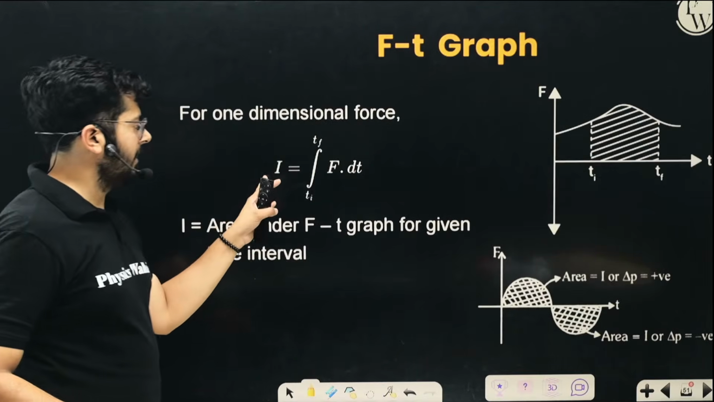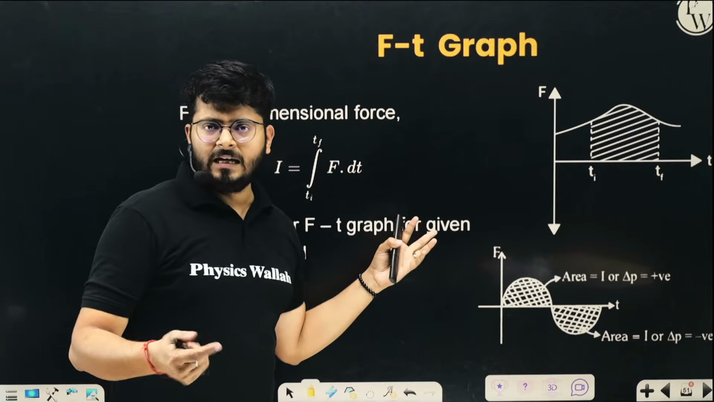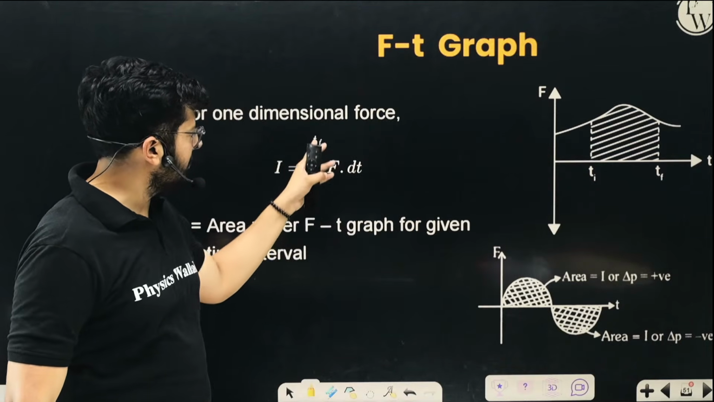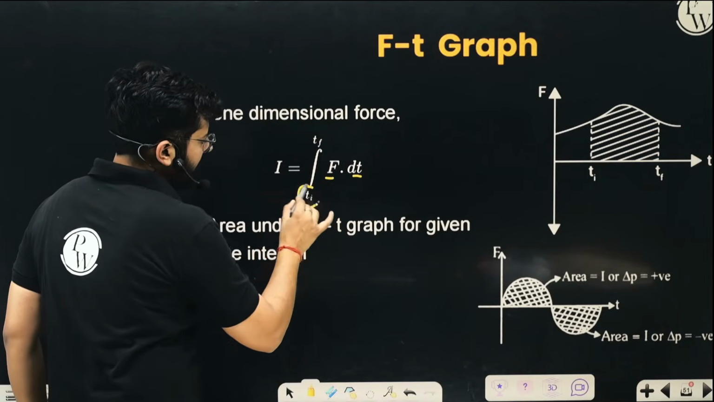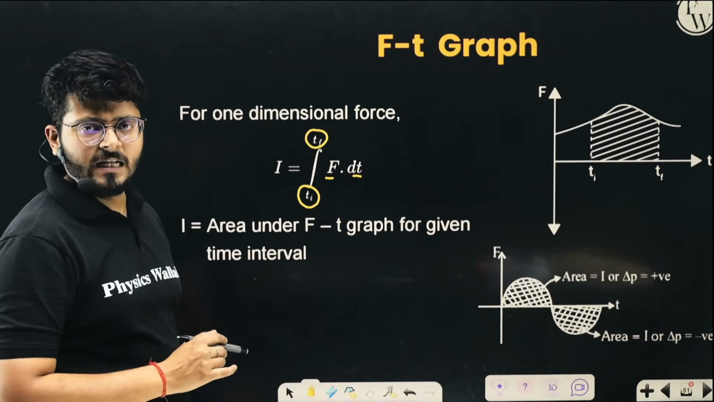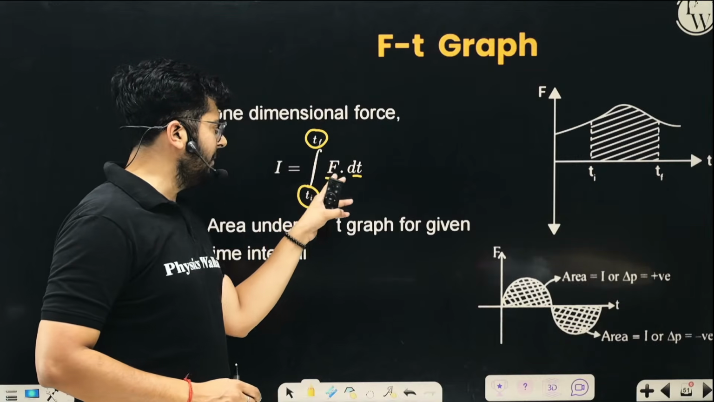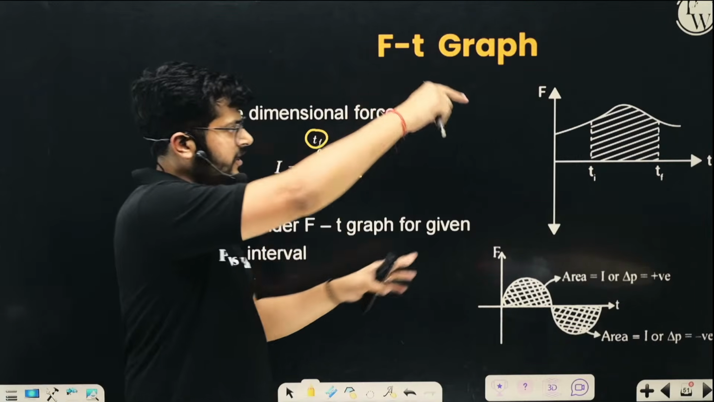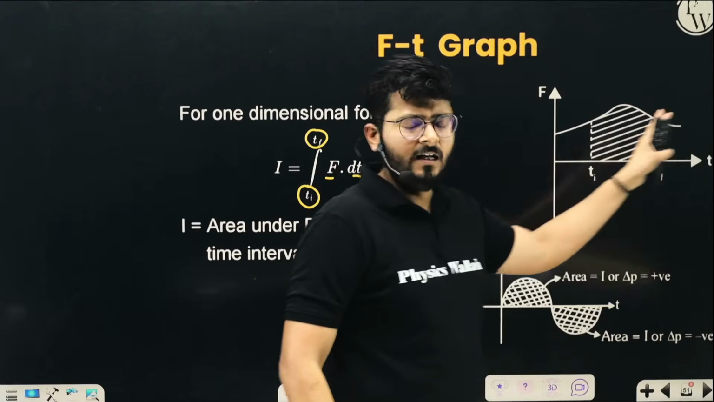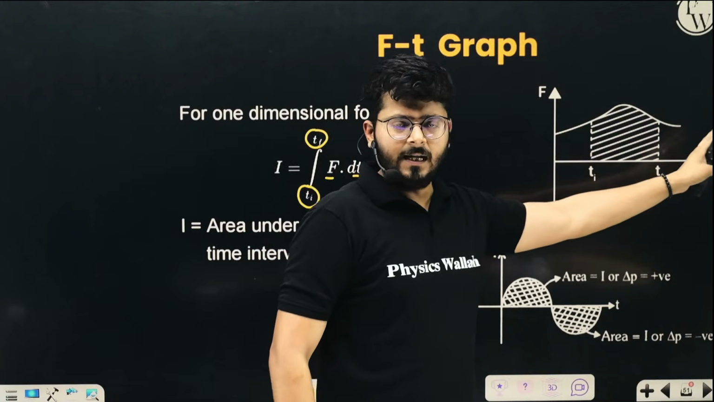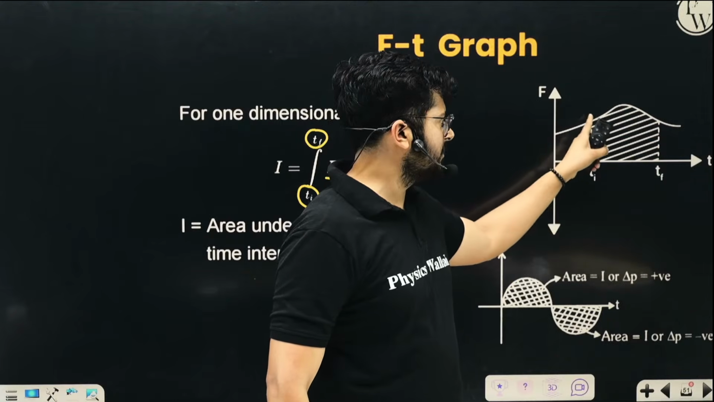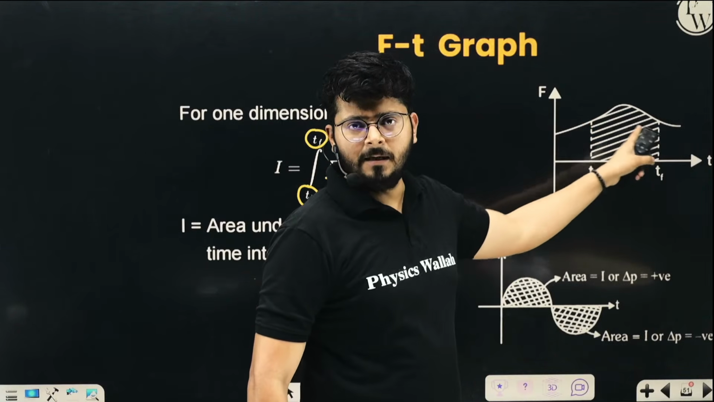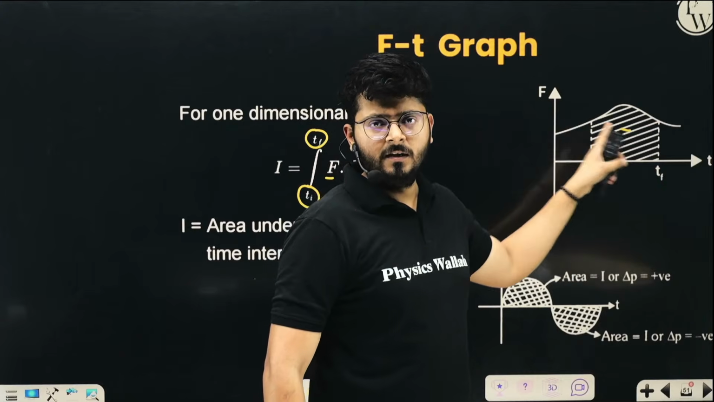So you see that impulse is integral F dt. I have already said it. This is basically the area under the curve, the F-t curve, between t_i to t_f, between the initial time and final time. So if you have a graph between force and time, how the force acting on the body is changing with time, you take the area under the curve between two time limits. This is basically telling you the impulse imparted during that particular duration.